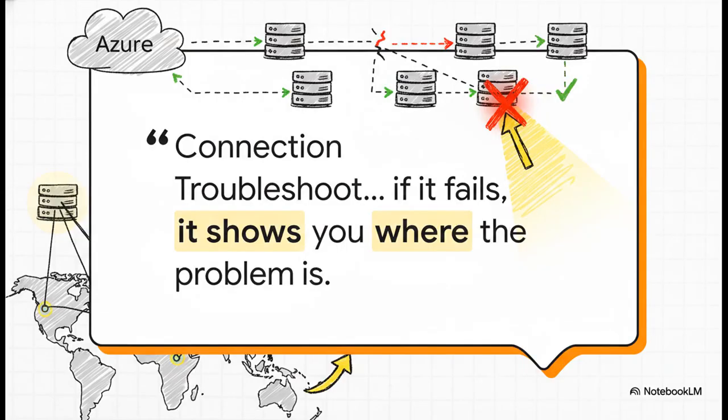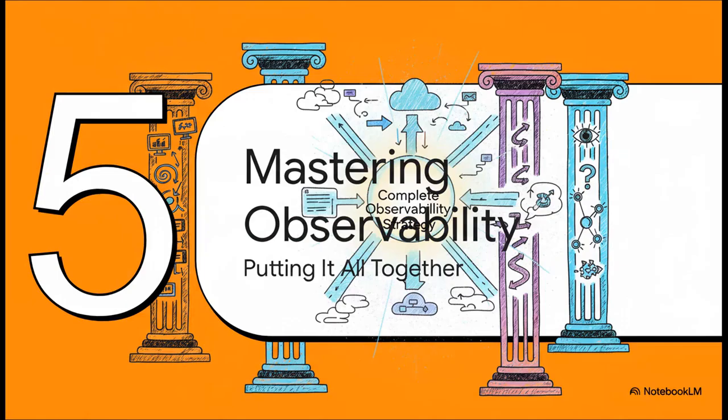Yeah, this really sums it up perfectly. The real magic of a tool like Connection Troubleshoot isn't just that it tells you, yep, the connection failed. I mean, a simple ping could probably do that. The real power is that it tells you where along the path that failure happened. It points you directly to the source of the problem. That's a game changer. All right, so we've unpacked 4 really powerful pillars of Azure monitoring.